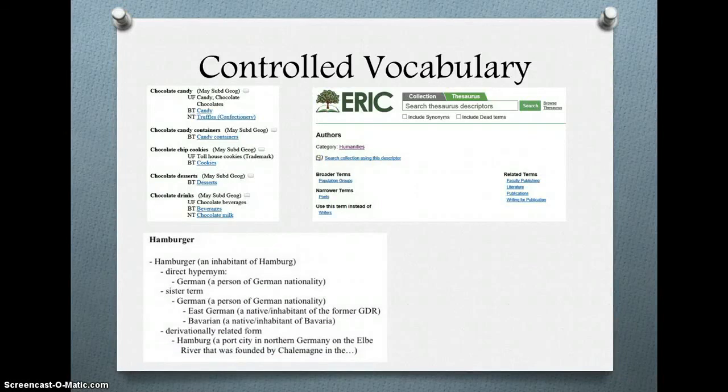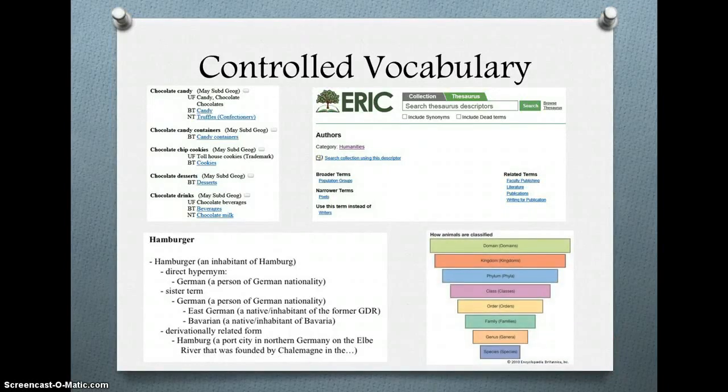This example is of an ontology from WordNet of the word hamburger, but not the food. You can see it shows broad terms or hypernyms, related terms, and derivation of terms. Our final example is one of a taxonomy of animals from the Encyclopedia Britannica, which shows a hierarchical classification of classes and subclasses from broadest terms to narrowest terms.